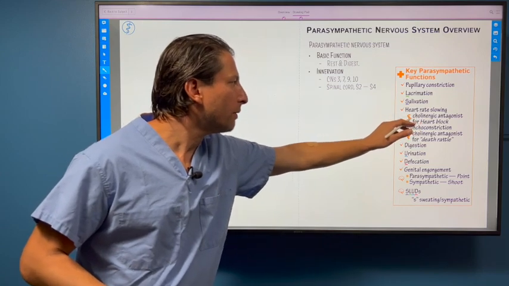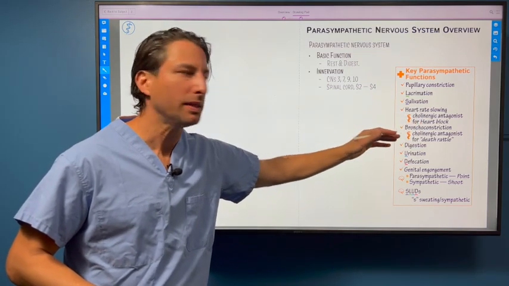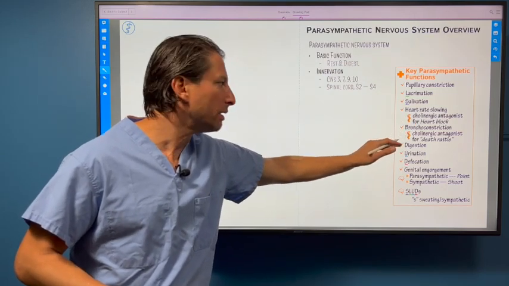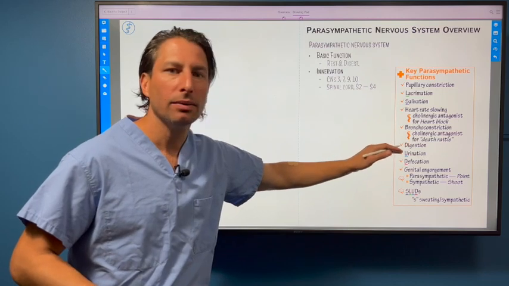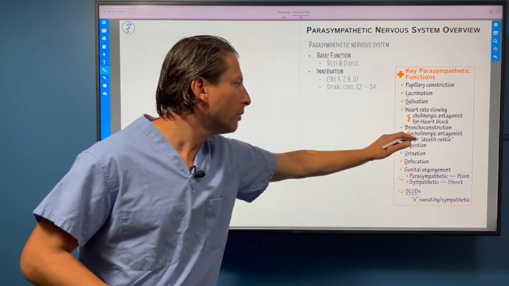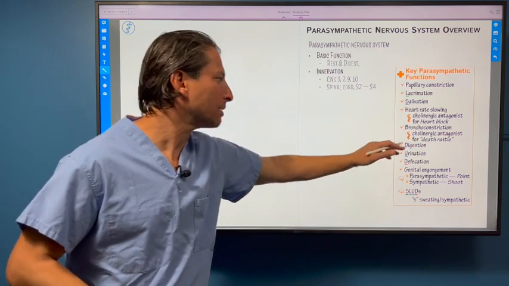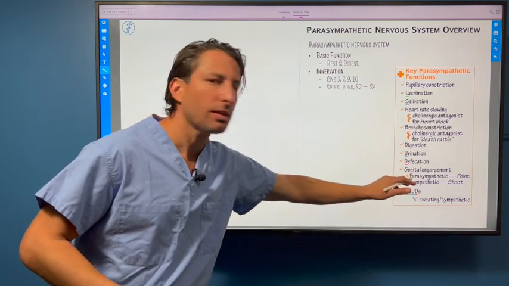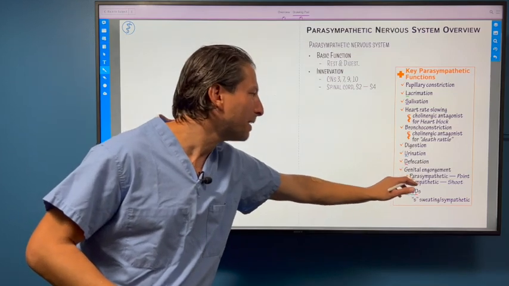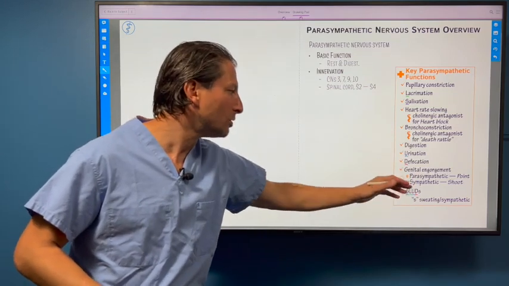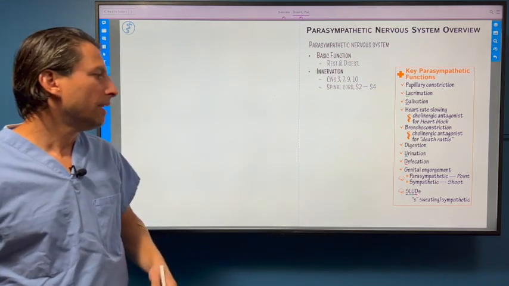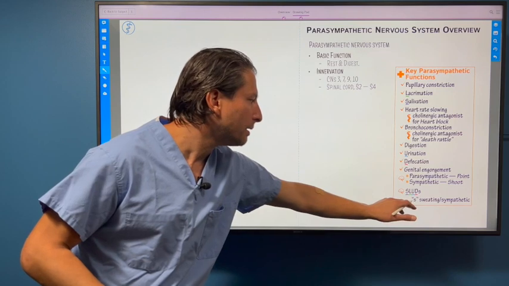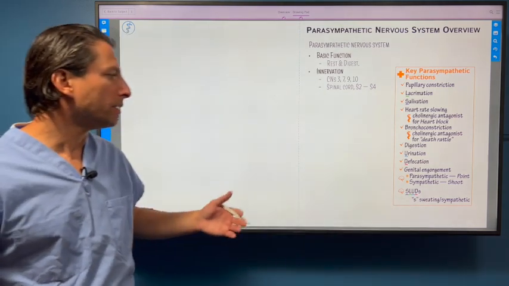When there's slowing of the heart rate, we block acetylcholine, so we use cholinergic antagonists. If there's bronchoconstriction, such as with the death rattle when we terminally wean patients, again we use cholinergic antagonists. We block acetylcholine. And then for genital engorgement, this is always a helpful mnemonic: parasympathetic is point, sympathetic is shoot for ejaculation. And then this SLUDS mnemonic is helpful. Pay attention that the S is sweating and sympathetic.